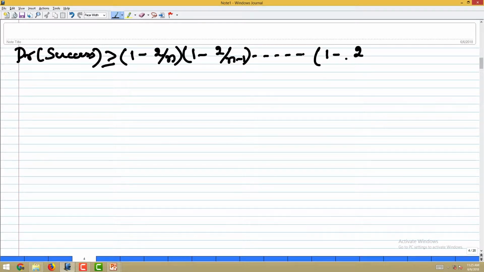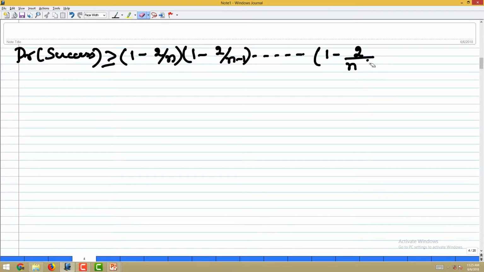Two by n minus... it is not in terms of I, correct? That is a general term in between. The last one is the probability of E n minus 2 given the intersection of E 1 to n minus 3, already over.